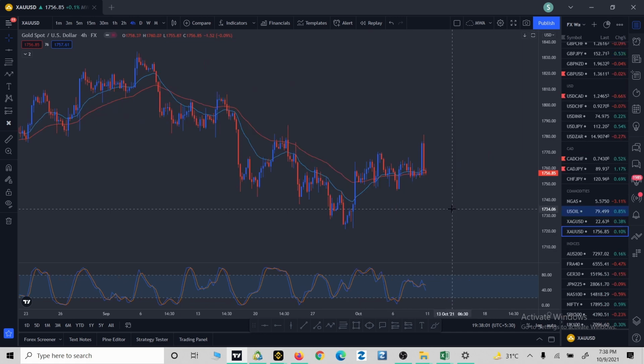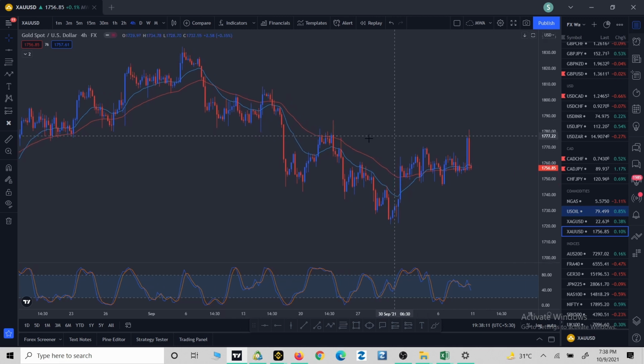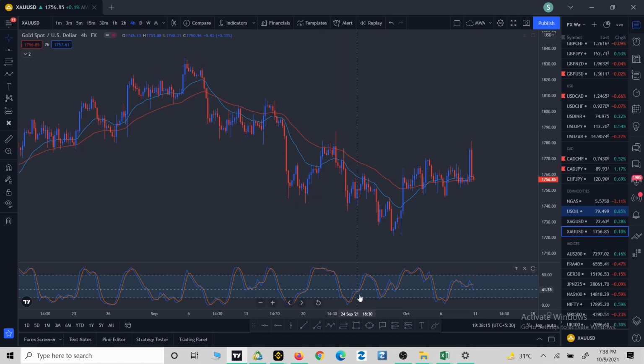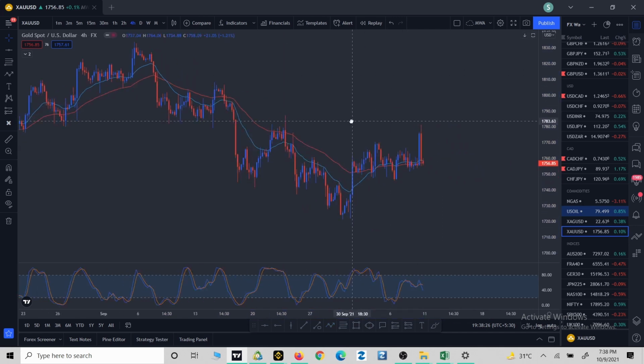In this section we will learn how we can identify the support and resistance zones in the market. To identify them, first of all we need to identify the trend, the direction of the market. In this case, as you can see, the price is making lower lows and lower highs. So we are in a downtrend in this market.